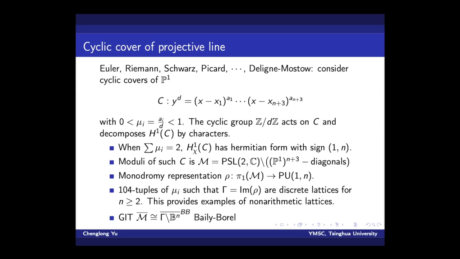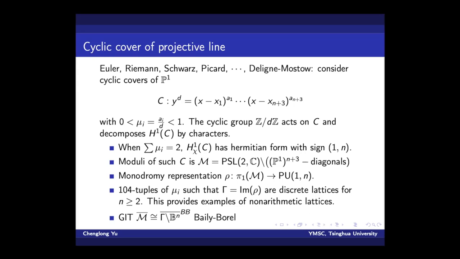monodromy representation. And in fact, when n equals 1, it was solved by Schwarz. So he has a complete classification of the discrete monodromy groups. And for n equals 1, there are infinitely many examples. But for n greater than or equal to 2, there are only finitely many examples such that this monodromy representation gives you discrete lattices. So Deligne and Mostow, and also Thurston, independently, they found all the tuples such that this monodromy group is discrete.